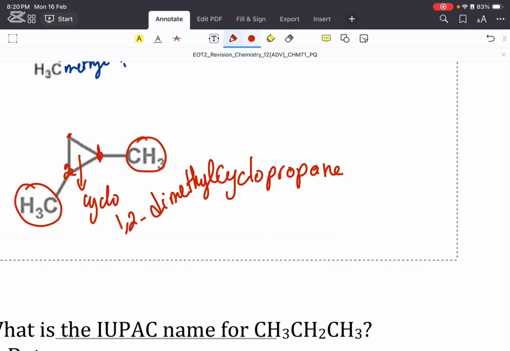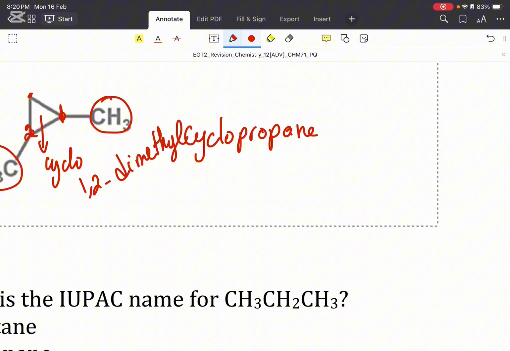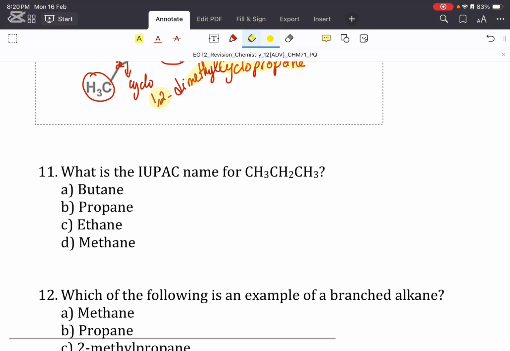1, 2, dimethyl cyclopropane. Be careful, in the exam, the marks are distributed. So there is a mark for the ane. There's another mark to identify it as a prop and a cyclo. There's a mark to say that this is a methyl and for giving the correct numbering.